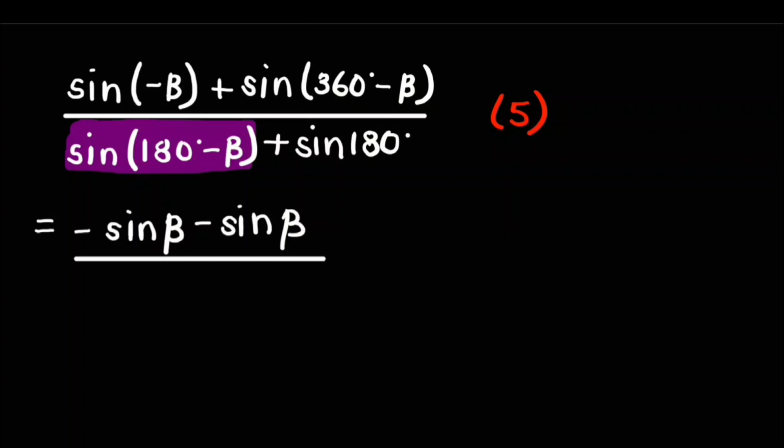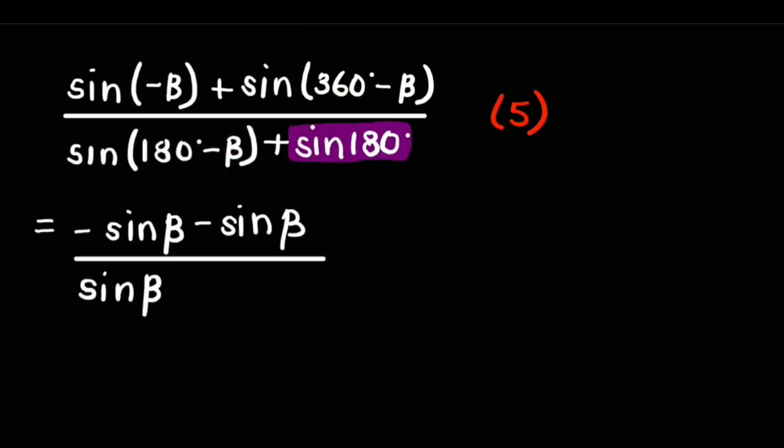Focusing on the denominator, we have sine of 180 minus beta. 180 minus beta lies in the 2nd quadrant where sine is positive, so that becomes positive sine beta. And next to that we have plus sine 180 degrees.